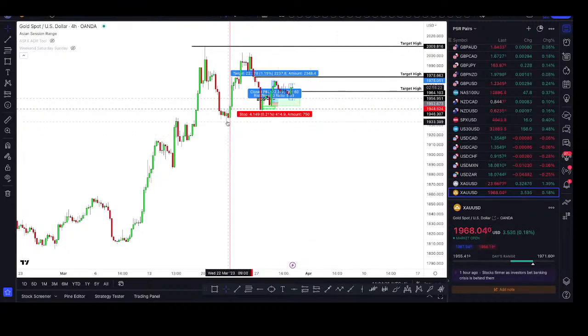So unless it goes back down to these lows here, gold, which is 1934, I wouldn't be looking to take it. Or if it stops at 1946, this one here, 1946, 1934, look for rejections off of there and possible buys.